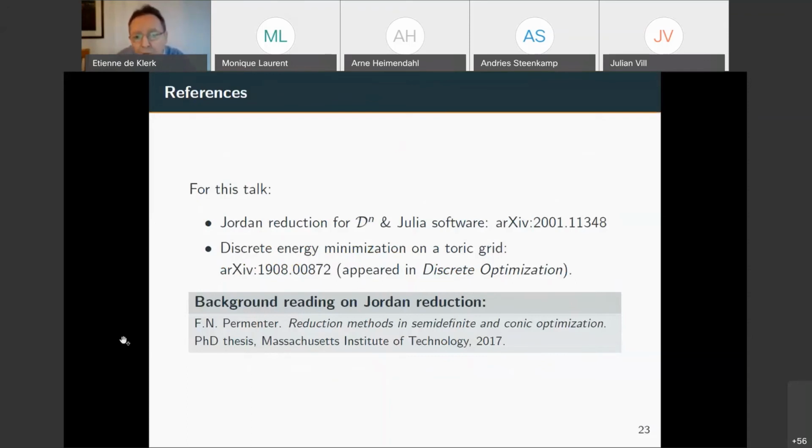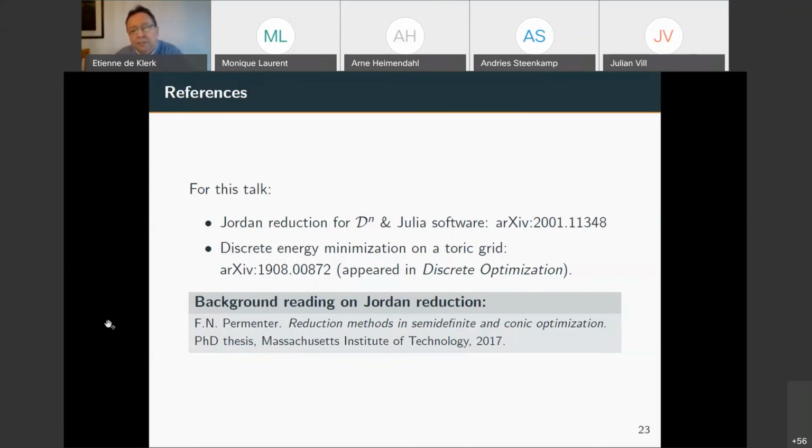my talk for today was based on two preprints with Daniel Brosch. The part about the Jordan reduction for the doubly nonnegative cone, what we can say about it, and the Julia software that Daniel implemented, is described in this arXiv preprint. And the work for the energy minimization problem was actually earlier work described in this preprint, and this has already appeared in Discrete Optimization. So if you're interested, you can read more.